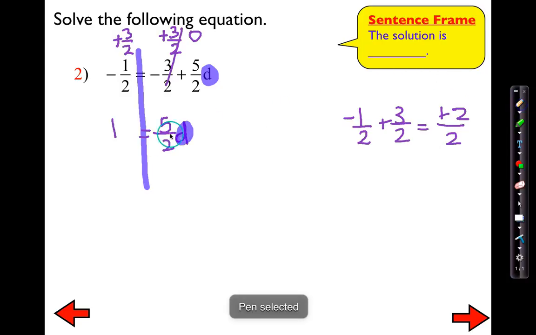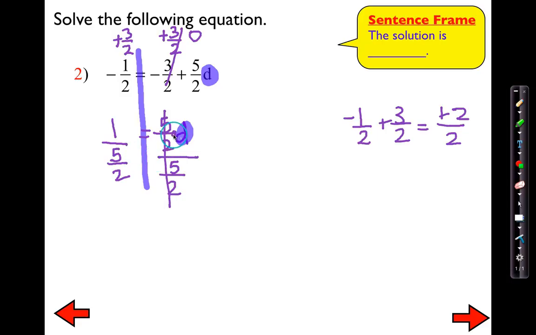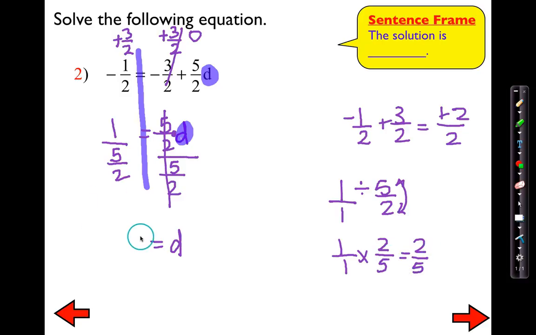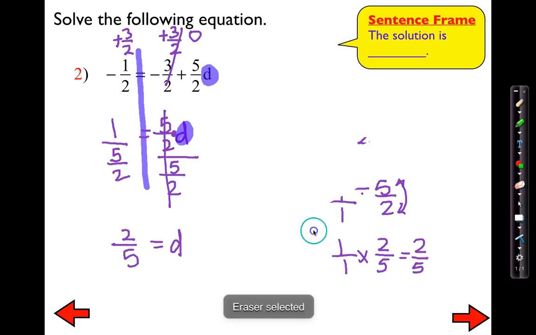Now here, I just am still focusing on the right-hand side. I need to get rid of this coefficient of 5/2. Since it does mean 5/2 times d, I'm going to do the inverse, which is to divide both sides by 5/2. So now, these are going to cross cancel, which is just a 1. So now I'm left with d equals, now to simplify this, this is 1 divided by 5/2. I'm going to turn this into a fraction. Now that I've done that, I can multiply by the reciprocal, which is going to give me a positive 2/5.